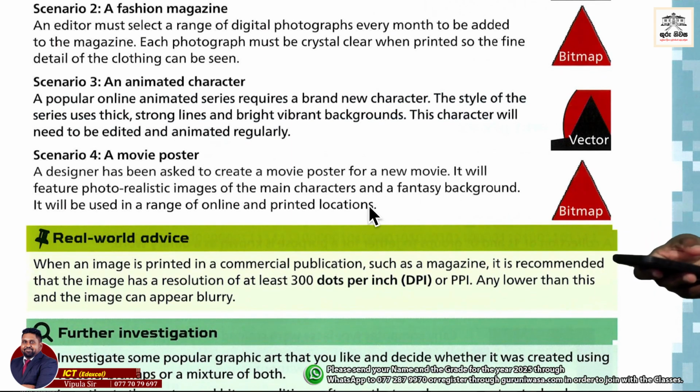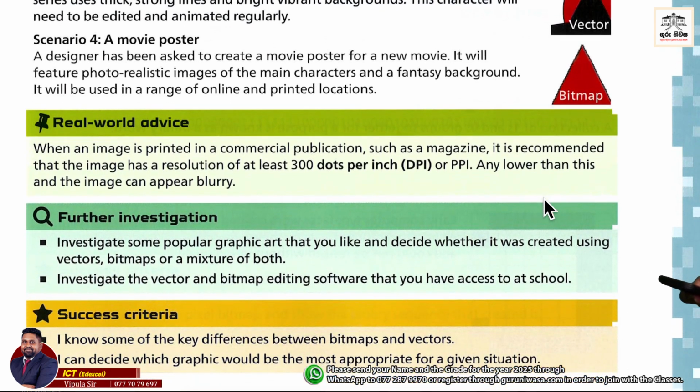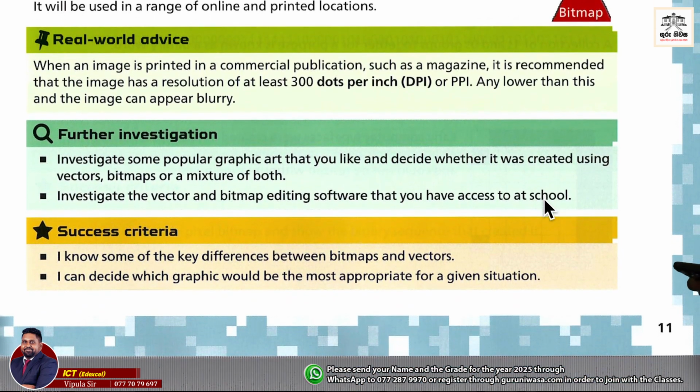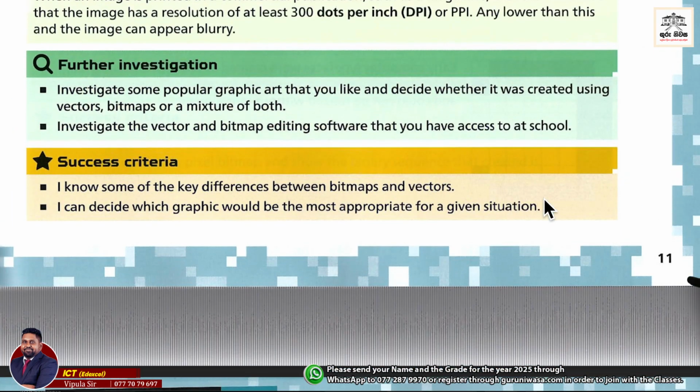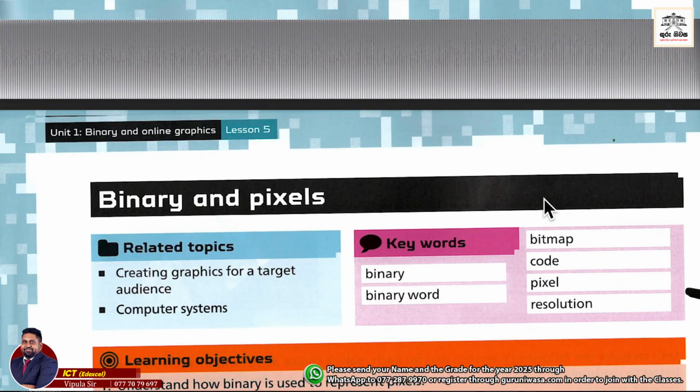And then we have a movie poster. Obviously a movie poster would be a bitmap, right? It's going to be an image, an image with multiple pixels, and it will end up being a bitmap. So that's the idea behind bitmaps and the differences.